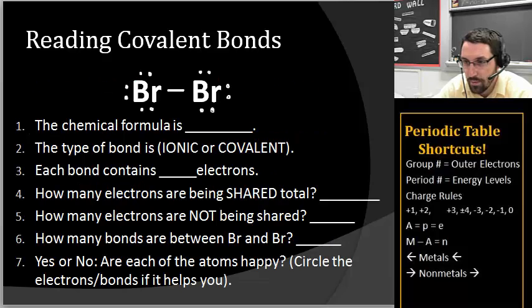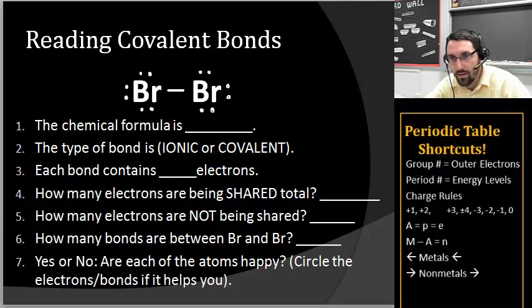So here's our first example. We're going to look at bromine combining with bromine. The way this works is each bromine has 7 outer electrons, if you know your periodic table shortcuts, which are off to the side here. The periodic table shortcuts tell you that each has 7, so they both want to gain 1. The formula for this problem is Br2, because there's 2 bromines.